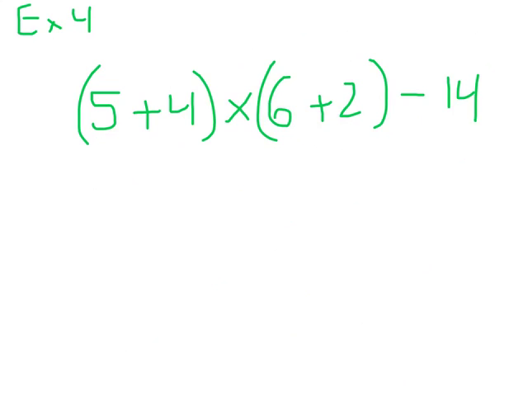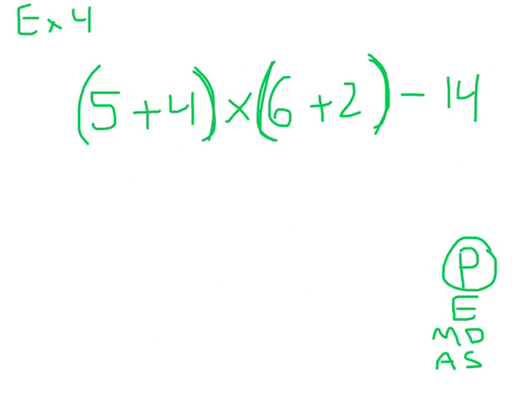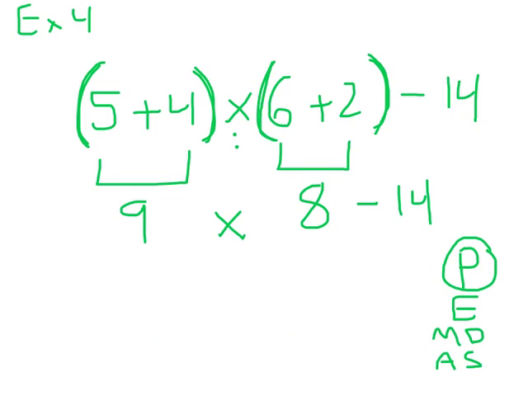(5 plus 4) times (6 plus 2) minus 14. I'm going to start by writing P, E, M, D, A, S on the bottom. I'm going to start by looking at my P, parentheses. I see that I have 2 parentheses. So I'm going to start by going from left to right with my parentheses. I know that 5 plus 4 is 9, and 6 plus 2 is 8. I'm going to bring down my multiplication and my minus 14. Now I'm done with my parentheses.